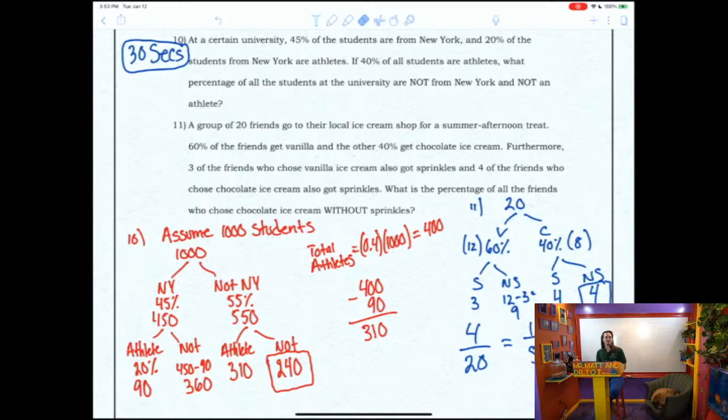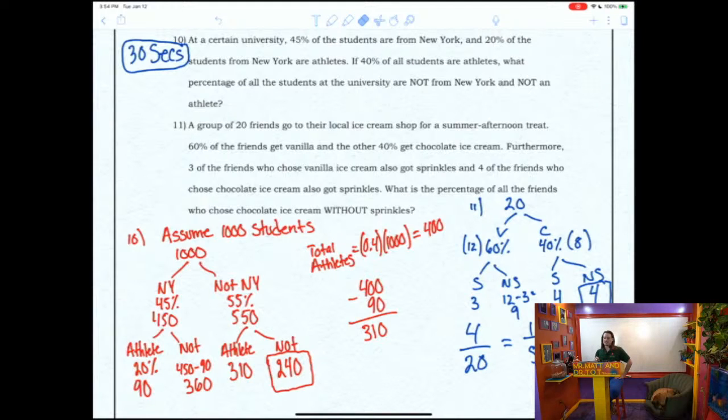So that allowed me to fill in the slot all the way to the left under athlete, which is under New York. Now I know the total number of New Yorker students. So if I know how many are athletes and I know the total number of New Yorker students, then I can calculate how many students there are that are from New York and are not athletes by subtracting. 450 minus 90 is going to give me 360 students who are from New York but not an athlete.